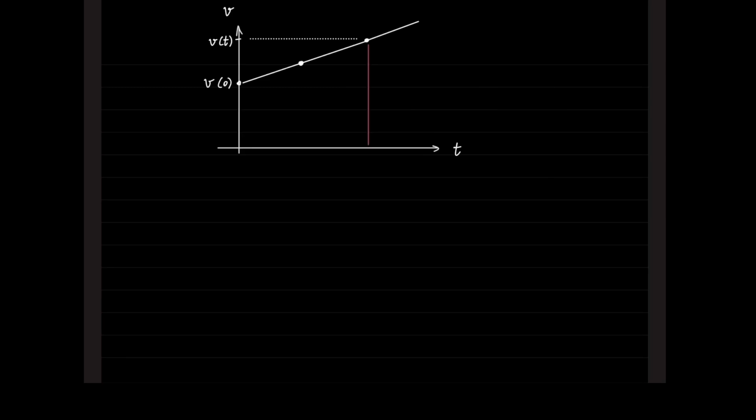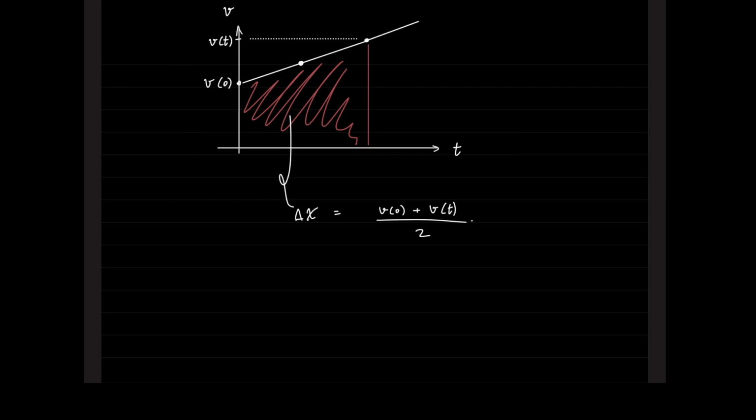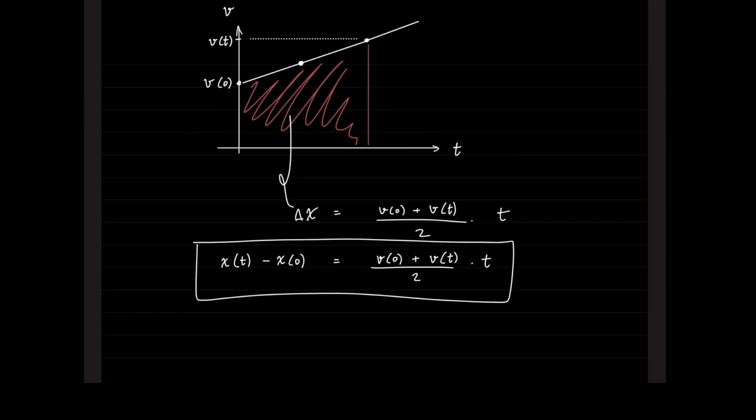Now let's consider this graph of v and t. From what we know earlier, the area under velocity and time is the change in position. So we can straight up find this area right here. So delta x is equal to v0 plus v of t, divided by 2, and then multiplied by t. This is our second equation right here.